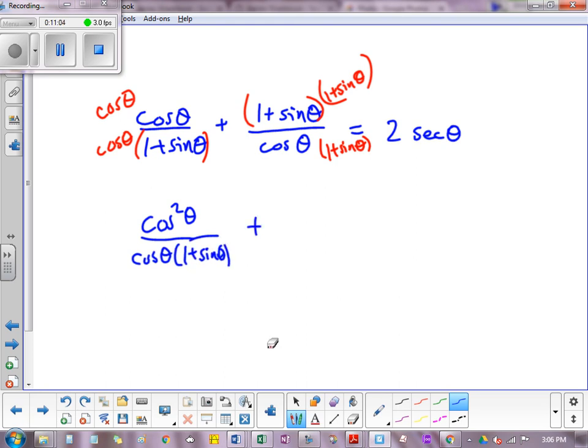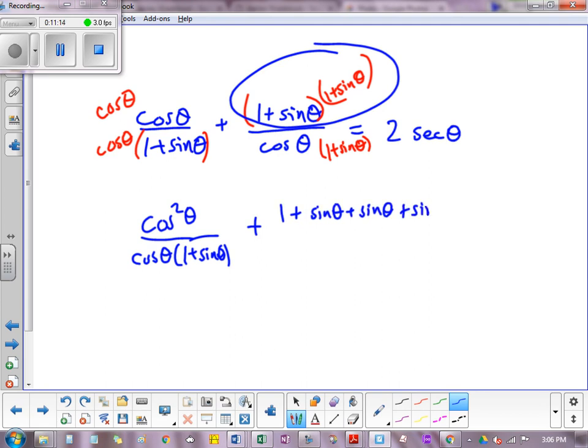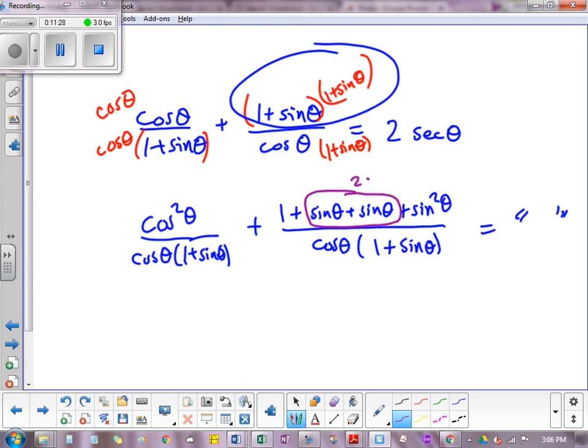And then plus, okay, this next one's a full-on FOIL. You're going to have to do first, outer, inner, last. You get 1 plus sine plus sine plus sine squared. And the only payoff that I can see here is that now we can put these two fractions together, but this is starting to look pretty awful. Actually, let's cluster these first, and we'll put 2 sine theta, right? If you add a sine to a sine, you get 2 sines. All right.